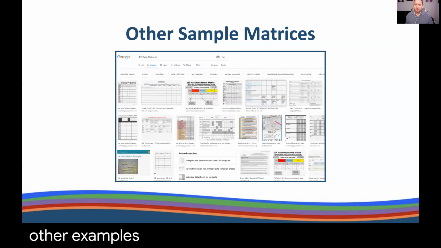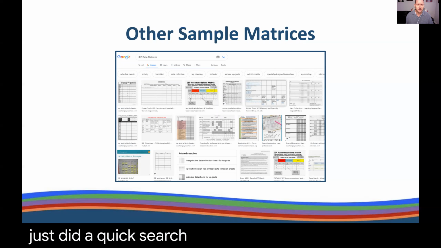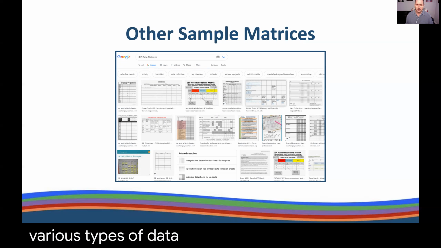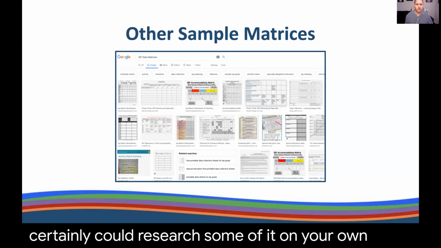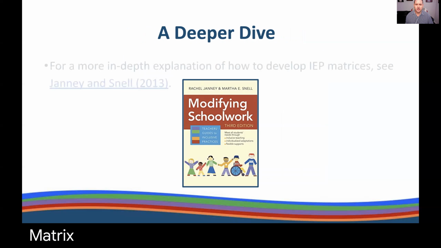For other examples, you can do something more digital. I just did a quick search here for IEP data matrices in Google, and this is just the page that came up with an image search. So if you're interested in collecting various types of data or using different formats, you certainly could research some of that on your own.